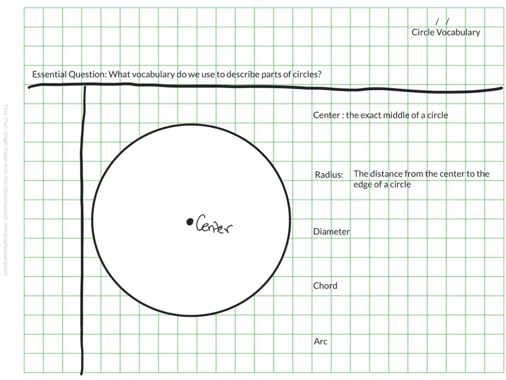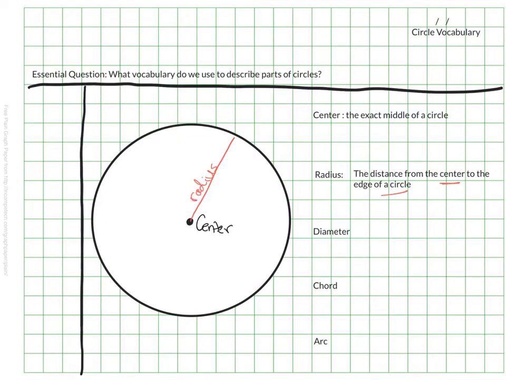So I did my best to put that right in the middle. The next term is radius. Probably some of us are pretty familiar with radius, and that's the distance from that center to anywhere on the edge. So I'm going to go ahead and label that. Starting at my center, I'm just going to draw a line anywhere to the edge, and that is my radius.